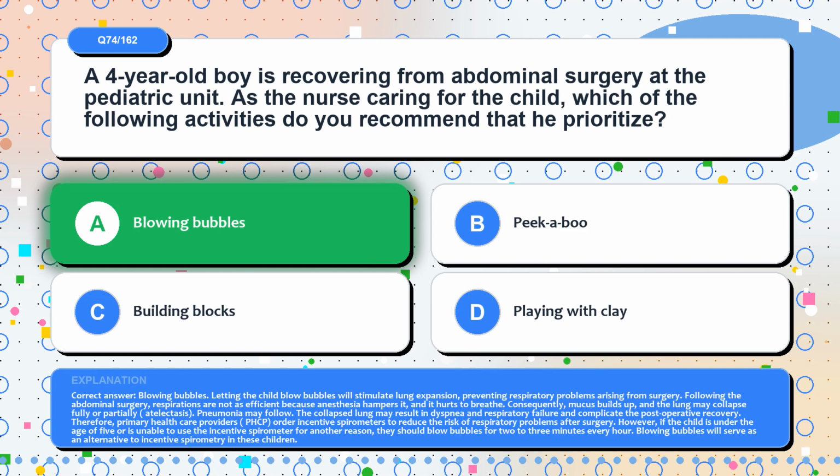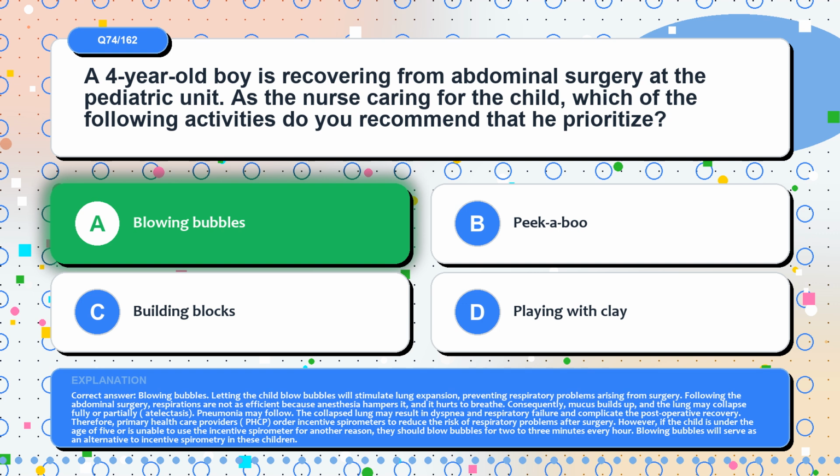Letting the child blow bubbles will stimulate lung expansion, preventing respiratory problems arising from surgery. Following the abdominal surgery, respirations are not as efficient because anesthesia hampers it, and it hurts to breathe. Consequently, mucus builds up, and the lung may collapse fully or partially (atelectasis). Pneumonia may follow. The collapsed lung may result in dyspnea and respiratory failure and complicate the post-operative recovery. Therefore, primary health care providers (PHCP) order incentive spirometers to reduce the risk of respiratory problems after surgery.